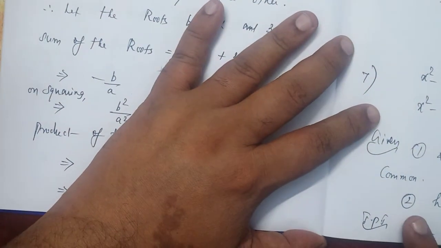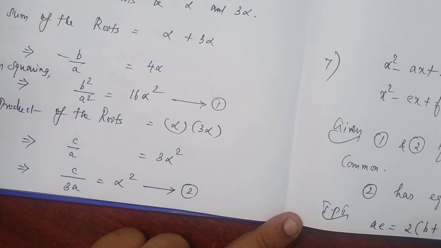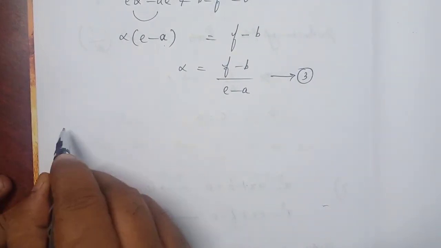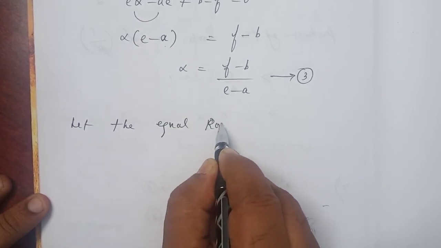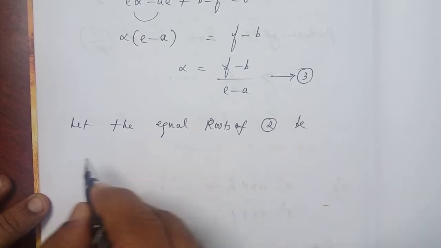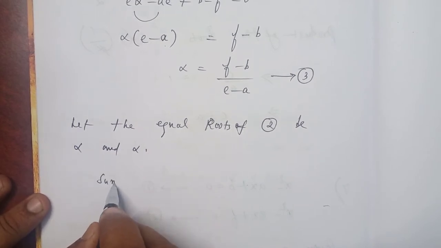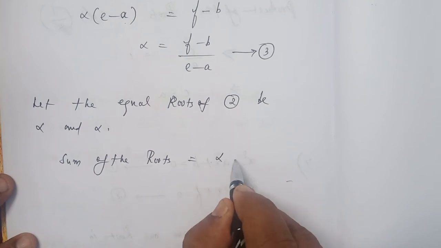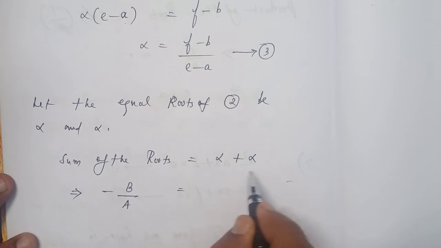Second condition given, equation 2 has equal roots. So, I consider the roots are alpha and alpha. Let the equal roots of equation 2 be alpha and alpha. Now, sum of the roots. The first root is alpha, the second root alpha. We know the formula for sum of the roots, minus b by a, that is equal to alpha plus alpha, 2 alpha.